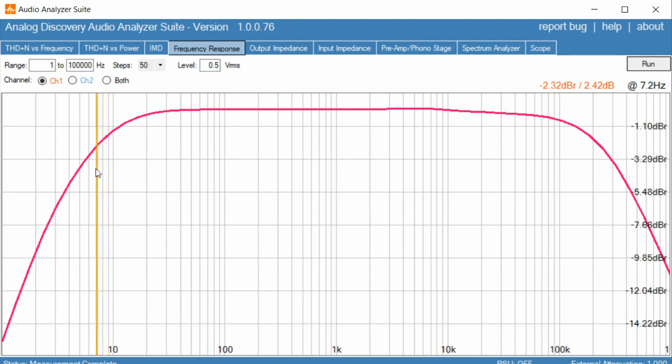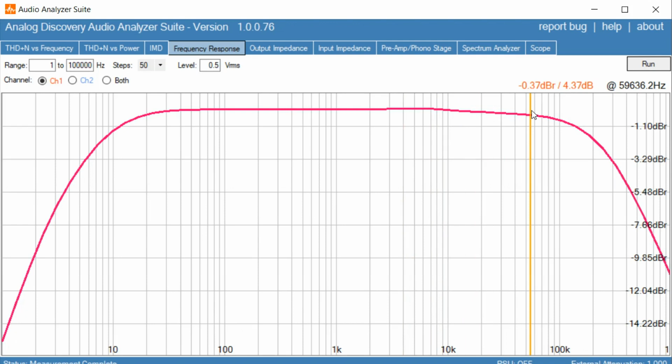And you can see the minus 3 dB points. At the low end is sitting about 5 to 6 hertz. And the high frequency, it's about 250 kilohertz, 300 kilohertz. That is certainly high enough. This tiny dip we see here is actually the Analog Discovery. It's not 100% flat. Anyway, the frequency response looks good.